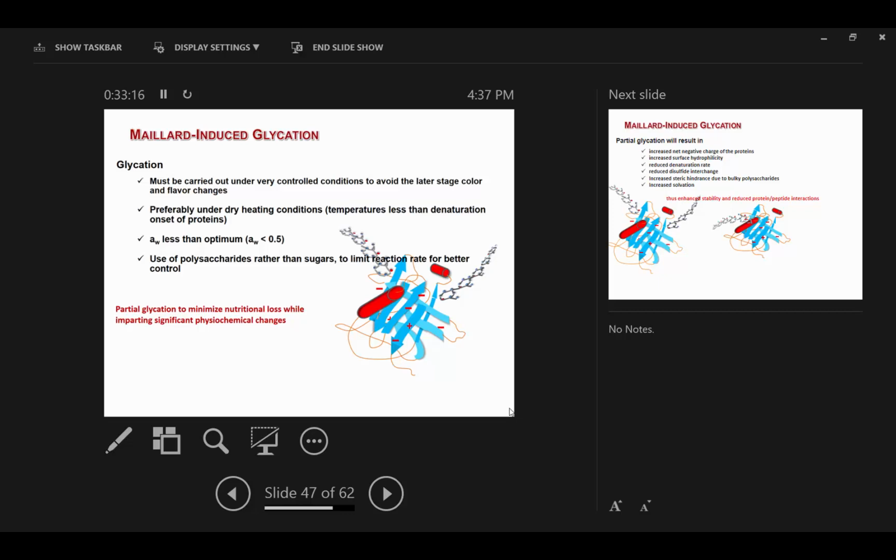So we select temperatures that are not very high. We don't want the protein to denature either. And we select a water activity that is less than the optimum. And then we select carbohydrates that don't have high reducing power, so DE values that are not really high.